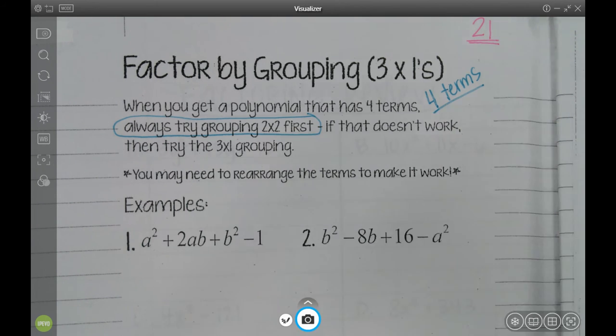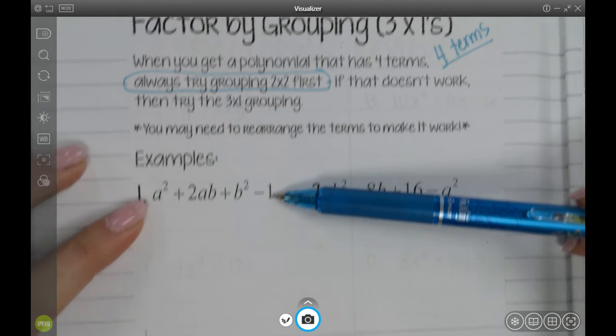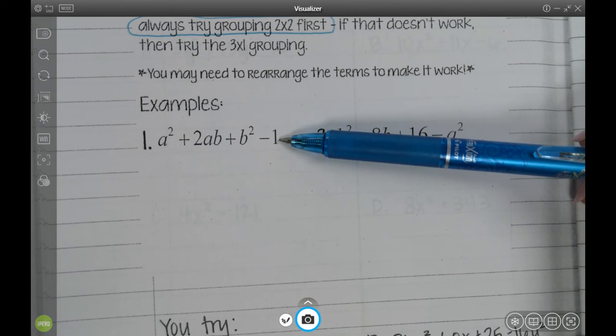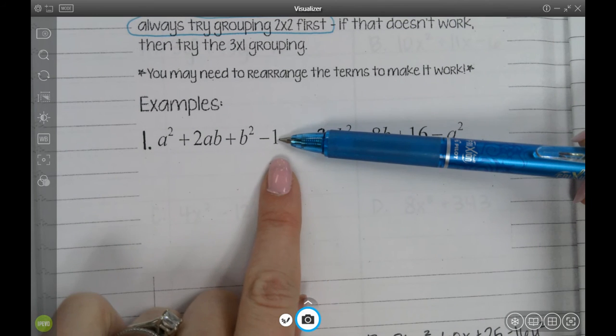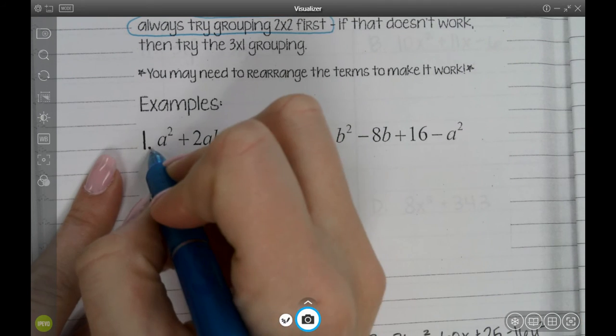So on this one, we have a squared plus 2ab plus b squared minus 1. So what do we try first? 2 by 2, after we look to see if there's a GCF. Do I have a GCF between my 4 terms? No. So it's not a GCF. So now I'm going to try 2 by 2. I recommend doing this in pencil.